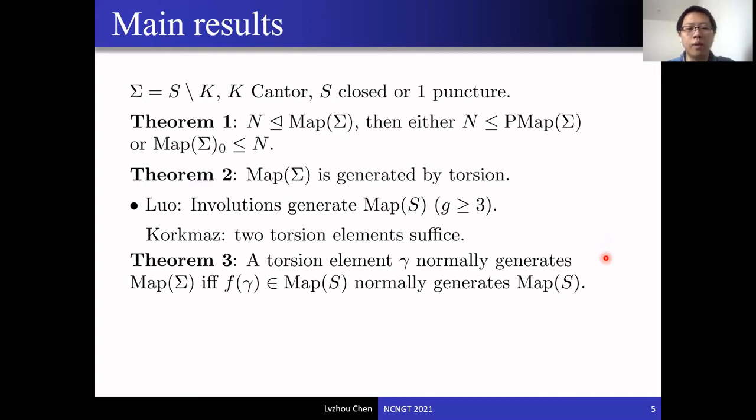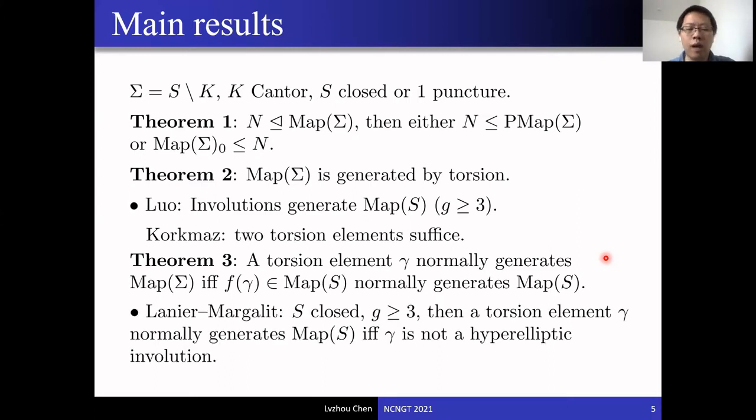So instead of taking all torsion elements, we can take a single torsion element and ask whether it normally generates the big mapping class group. Here, when we say an element normally generates some group, it just means that the normal closure of the element is the entire group, and the normal closure of an element is the subgroup generated by all conjugates of that element. And theorem 3 tells you that this happens for a torsion element gamma if and only if its image under the forgetful map normally generates the ordinary mapping class group.